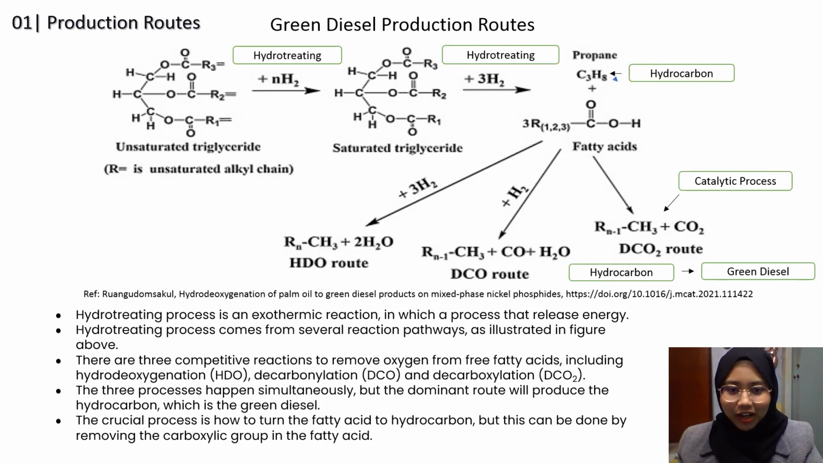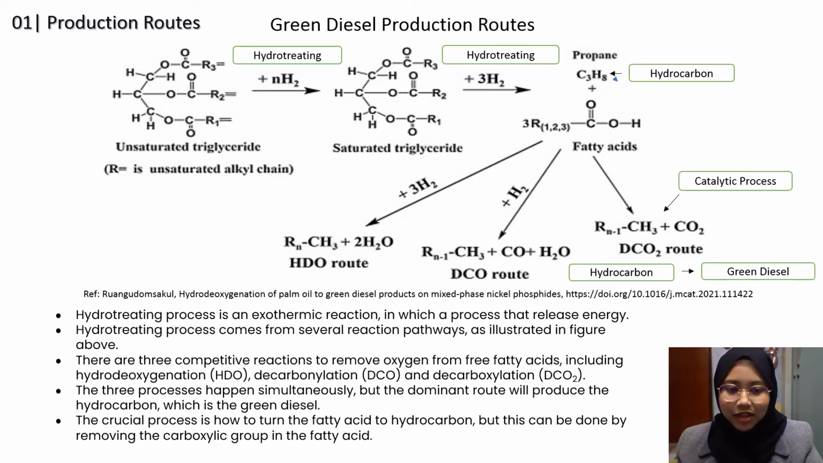Hi, I'm Shafika and I'm going to explain a little bit about the production routes for green diesel. Here we have an unsaturated triglyceride, and of course double bonds can be found in the fatty acid. Firstly, it goes through the saturation process to remove the double bond, and that requires some hydrogen, which is called the hydrogenation process or hydrotreating.